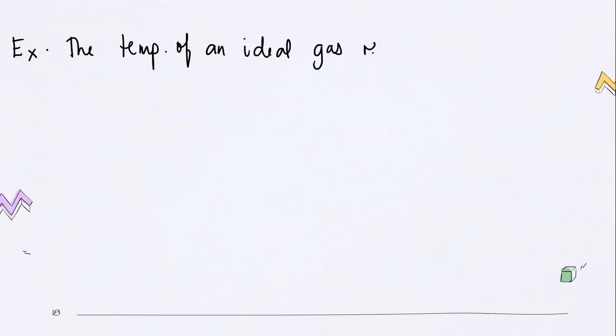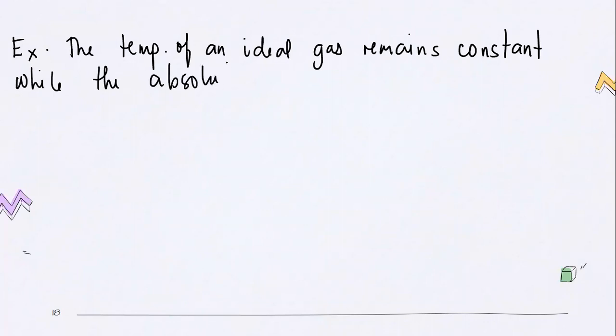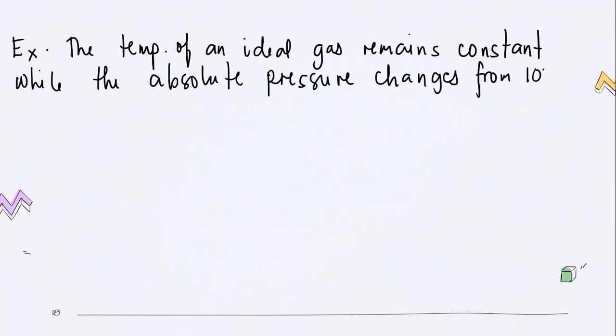Okay, example. The temperature of an ideal gas remains constant while the absolute pressure changes from 103.5 kilopascal to 750 kilopascal.